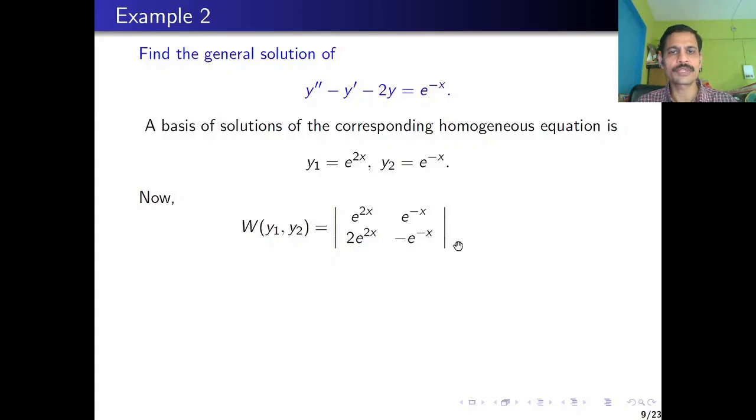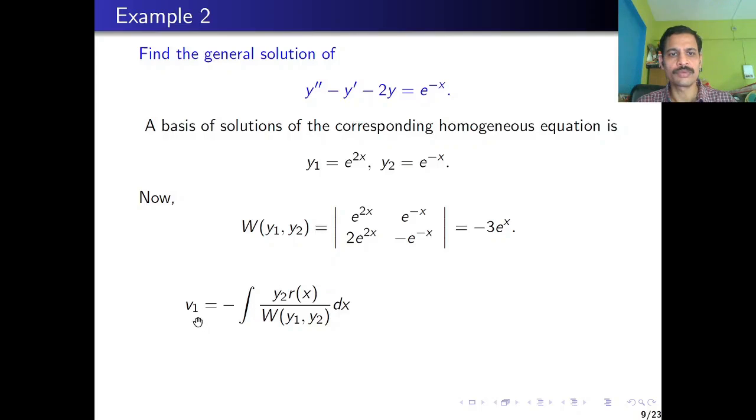Now we will use the method of variation of parameters. So first we have to calculate the Wronskian. So we write y1, y2, y1 prime, y2 prime. So y1 prime is 2 e raised to 2x clearly, and y2 prime, with this minus sign in the front, is minus e raised to minus x. To compute the Wronskian, we multiply this with this minus this multiplied with this, which gives minus 3 e raised to x.